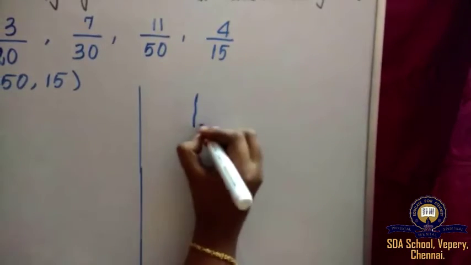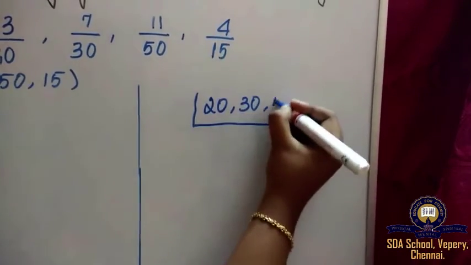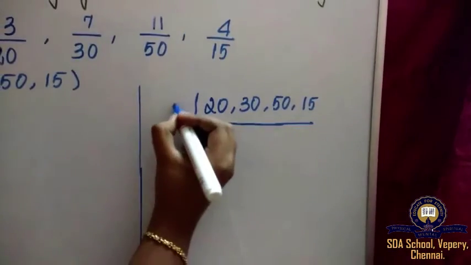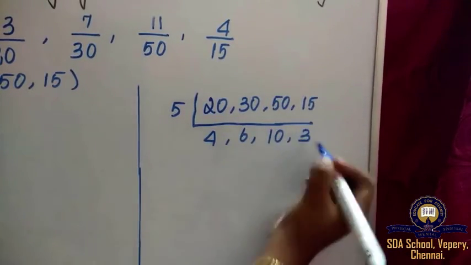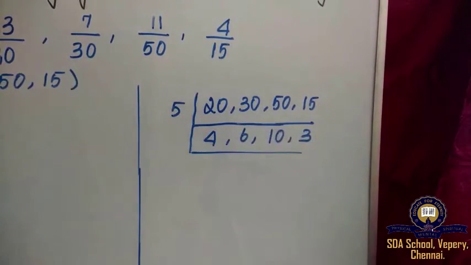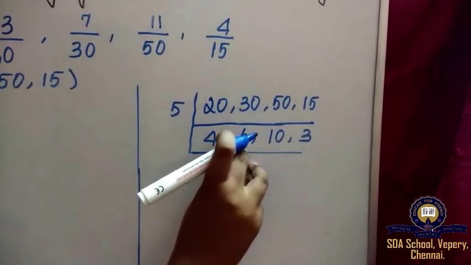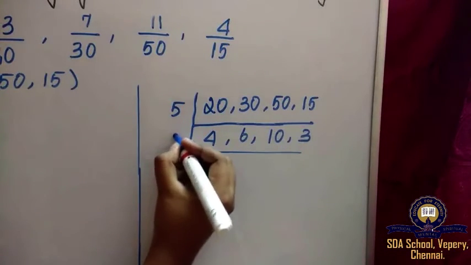So, the LCM of 20, 30, 50, 15. All have the common factor 5. 5 fours are 20, 5 sixes are 30, 5 tens are 50, 5 threes are 15. So you have 4, 6, 10, 3. So all do not have a common factor. 4, 6, 10 have a common factor 2 and 6 and 3 have the common factor 3. So either 2 or 3 you can take. So I will take 2.